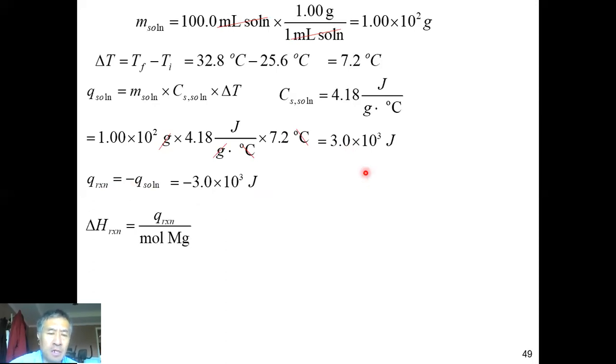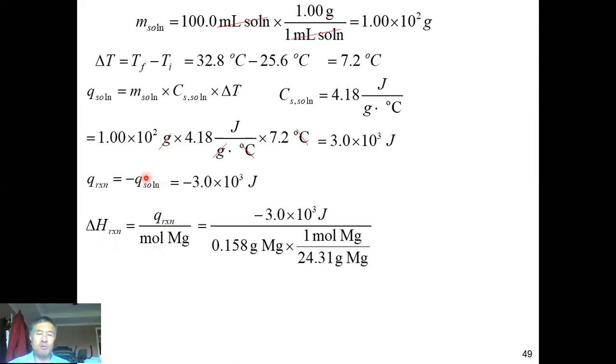Now we can calculate the delta H reaction. Delta H reaction equals Q reaction divided by moles of magnesium. We do the conversion from the grams of magnesium right here in the calculation: this is the given grams of Mg, and this 24.31 is the molar mass of Mg. Using this conversion, we get the moles of Mg. Then we take the Q reaction, which is negative 3.0 times 10 to the positive 3 joules, divided by moles, and we get negative 4.6 times 10 to the positive 5 joules per mole magnesium.